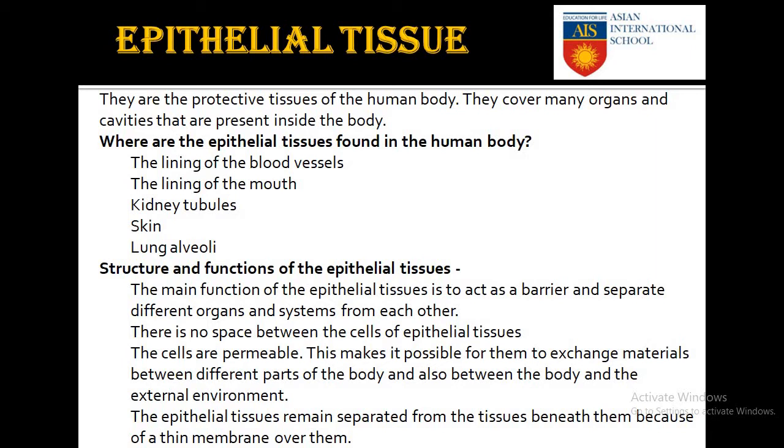Now, what are the structure and functions of this epithelial tissue? The main function of the epithelial tissue is to act as a barrier. It acts as a barrier and separates different organs and systems from each other. Like the respiratory system is not connected with the digestive system, right? Both the systems are separated. So it acts as a barrier.